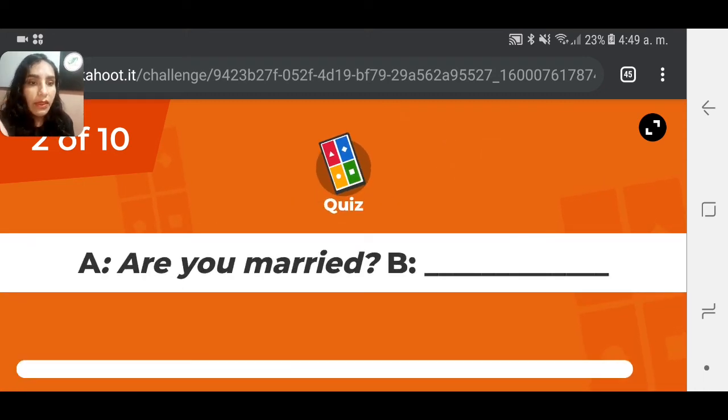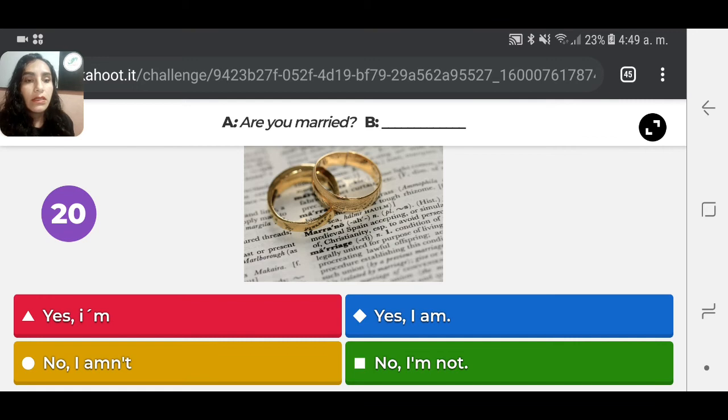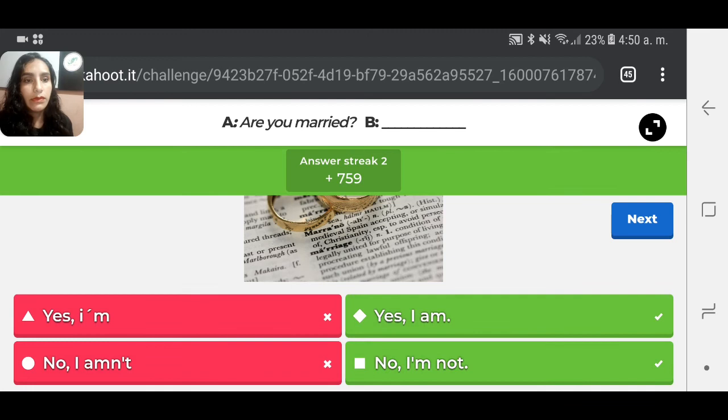Are you married? ¿Cómo respondo a eso? Are you married? ¿Eres casado? Yes, I'm gonna choose. No, I'm not. And again, it shows you their score. ¿Ok? Les enseña su puntaje.